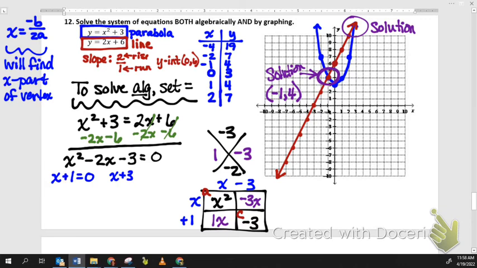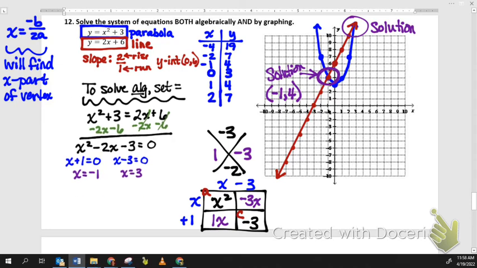Yes, Lauren? Where did you get the -3 from? We combined +3 and -6 because we subtracted the 6 from both sides. Yep, and those were the only like terms that would combine. So I get x is -1, which we saw right here. X equals positive 3. That is not the full solution. You have to do the y part of the ordered pairs.